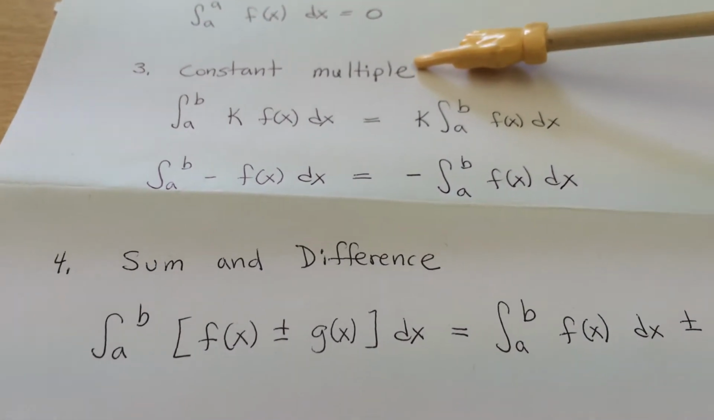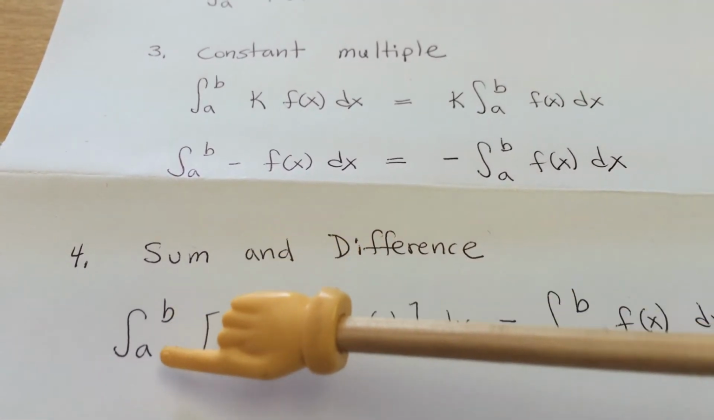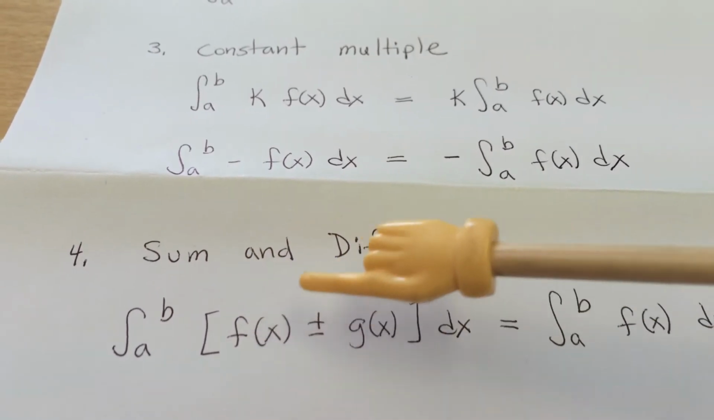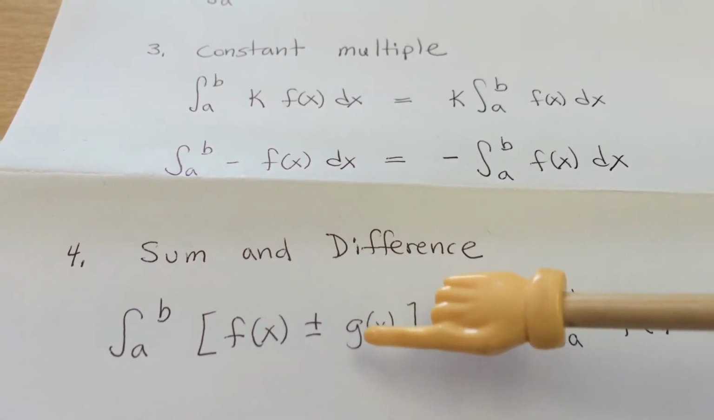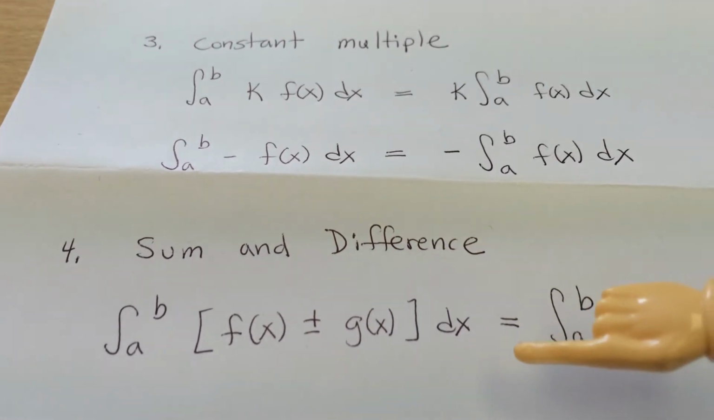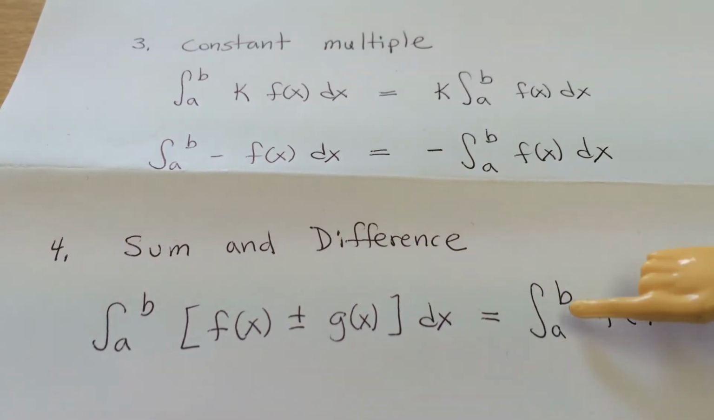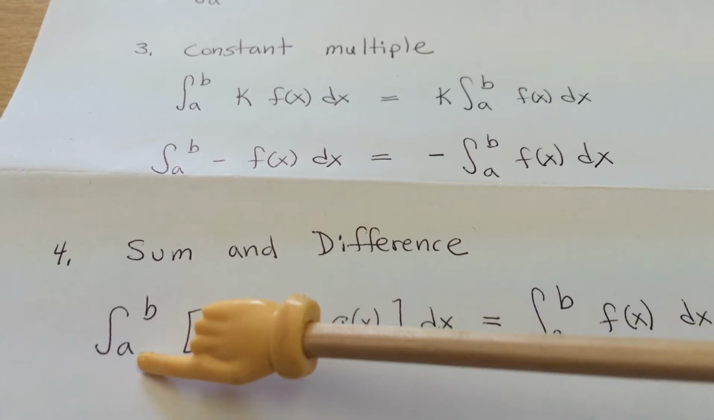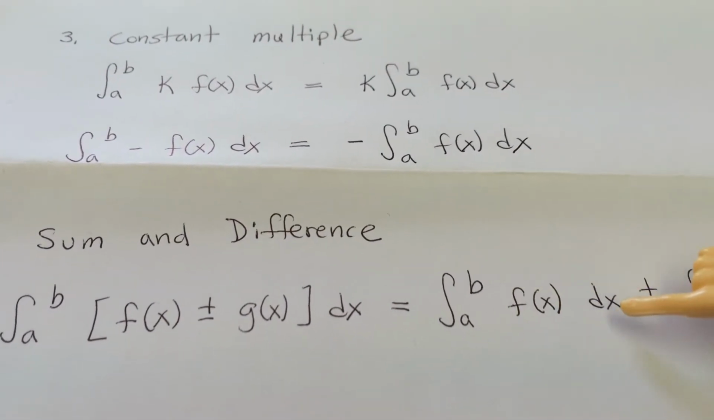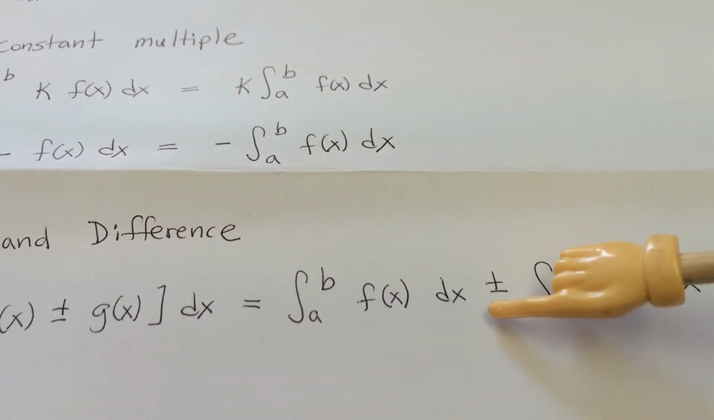Then rule number 4 is the sum and difference. Sum and difference just basically says that if I have the integration with the lower limit of A and upper limit of B, and two different equations attached by either a plus or a minus, we can actually separate this into 2 parts. The first part will be the integration with the same lower limit and upper limit, but I'm going to take my f of x, put the period, that dx, and then have a plus or a minus depending on what that operation is.